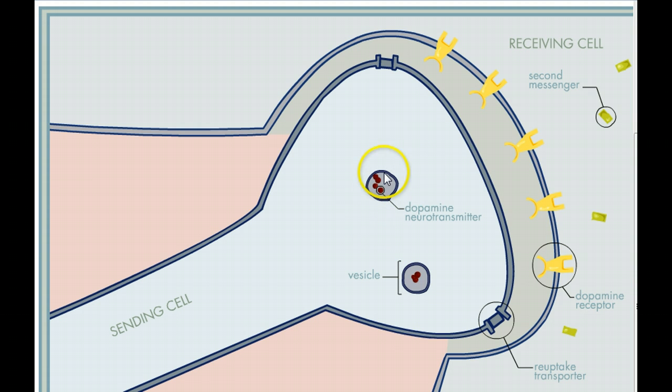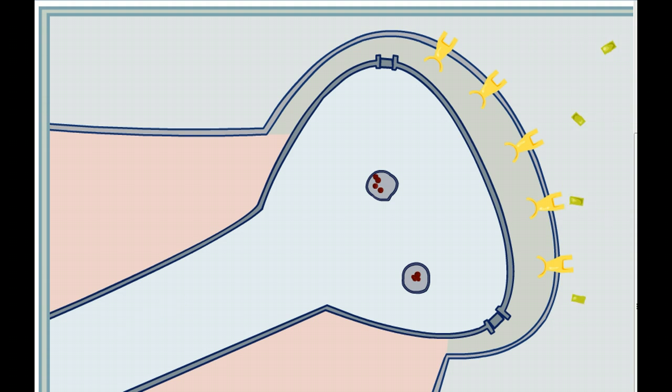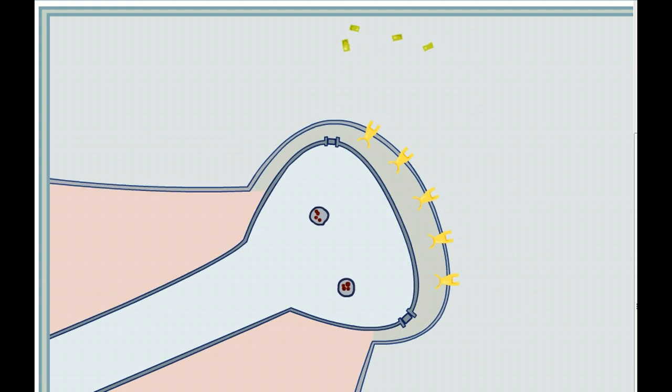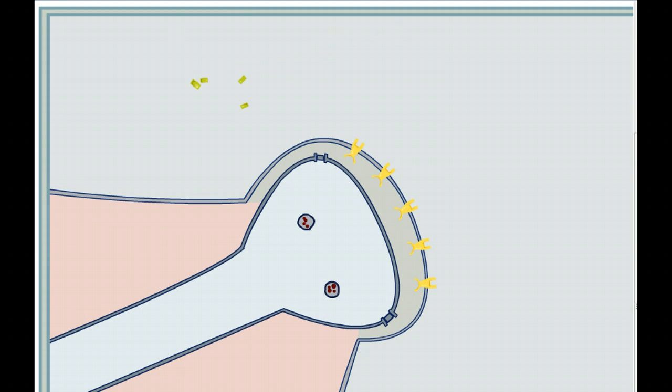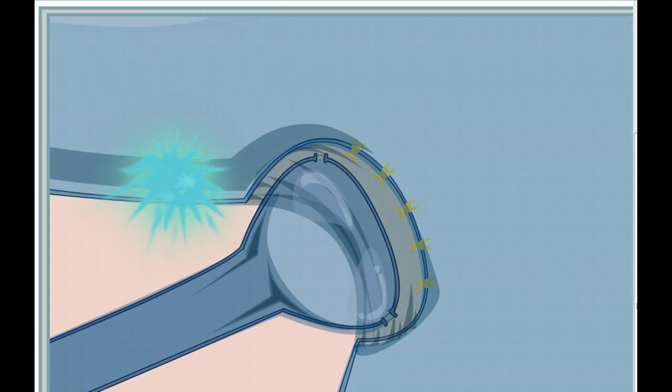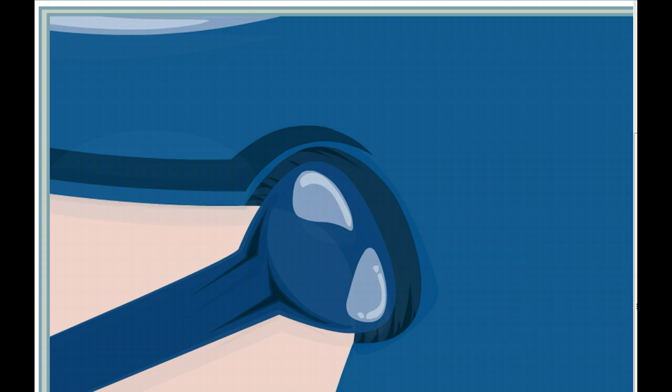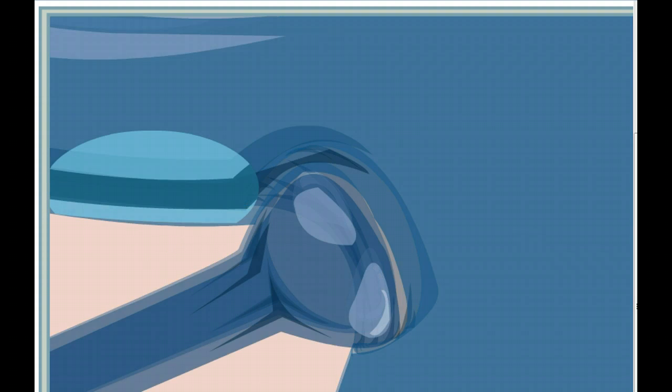Now, in this case, the second messenger will move over and cause an action potential within the receiving cell membrane, causing an electrical impulse to be sent down the membrane.